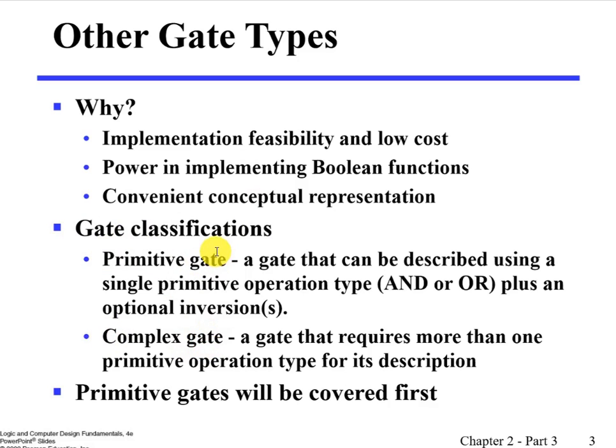So we classify gates into two classes now, primitive gate and complex gate. A primitive gate is a gate that can be described using a single primitive operation such as AND or OR plus an optional inversion, right? NOT operation. So these are the primitives. And a complex gate is a gate that requires more than one primitive operation type for its description.